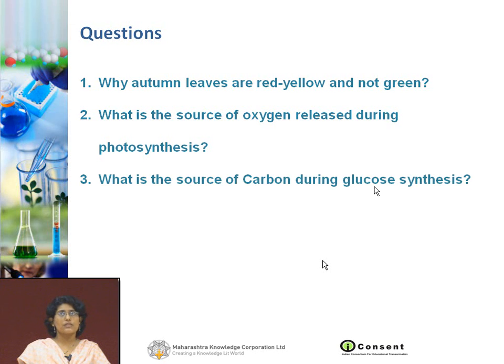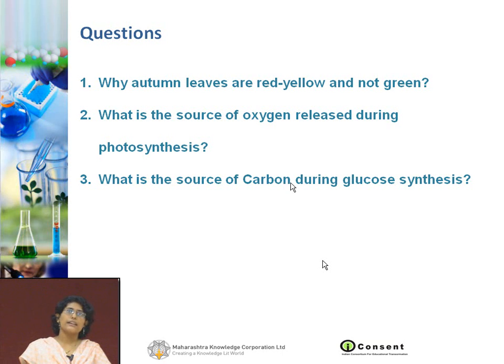What is the source of carbon during glucose synthesis? We have seen that glucose is a carbohydrate which has 6 carbon atoms. So from where these carbon atoms come? These carbon atoms come from atmospheric carbon dioxide. This carbon dioxide enters into the leaves through stomata, which are openings on the lower side of the leaf.